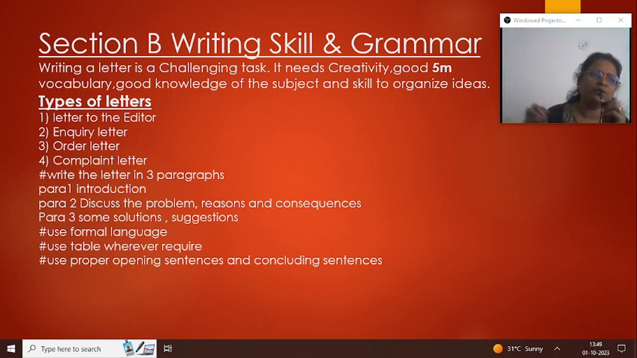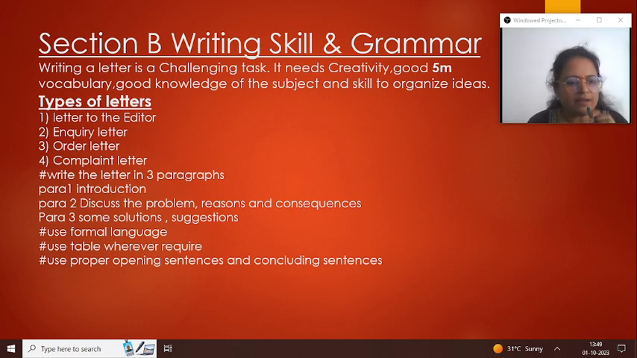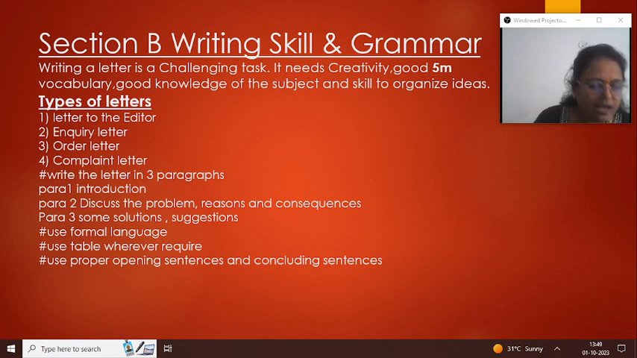I just want to inquire for the refrigerator and all. You should make your own format, and you should always be ready with it. Then, in the second paragraph, you should discuss the problem, reasons and consequences that are there in the letter or question. Paragraph 3 should have some solutions or suggestions for that.